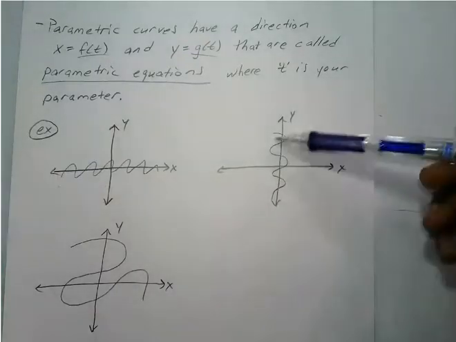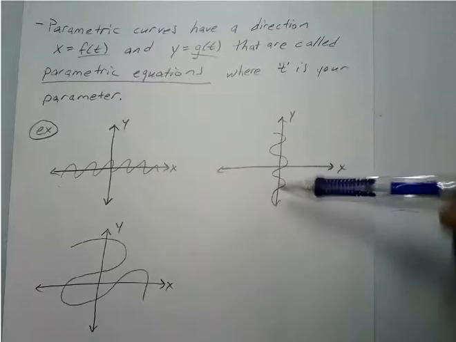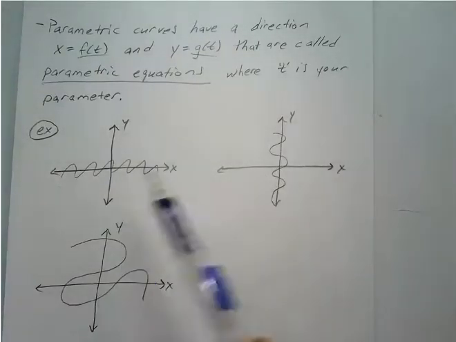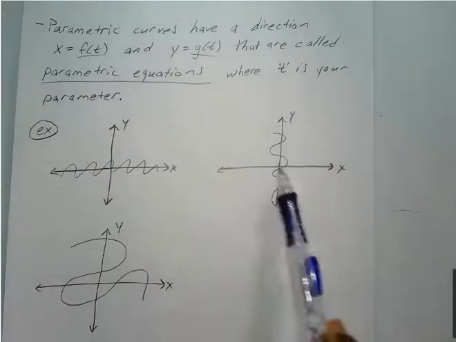You notice here, if you draw a vertical line, it crosses the graph more than once. Same thing here, if you draw a vertical line, it crosses the graph more than once. So these two are not functions. This is a function, but they are all parametric equations.